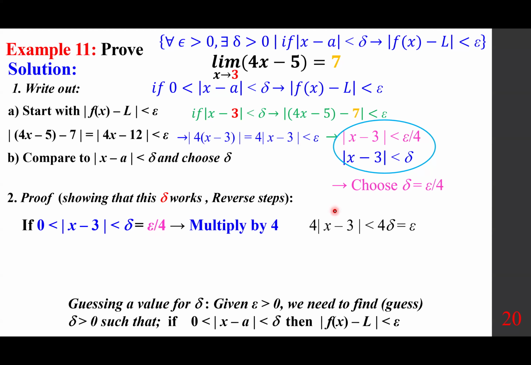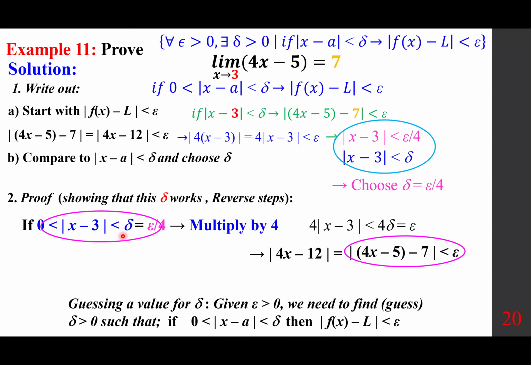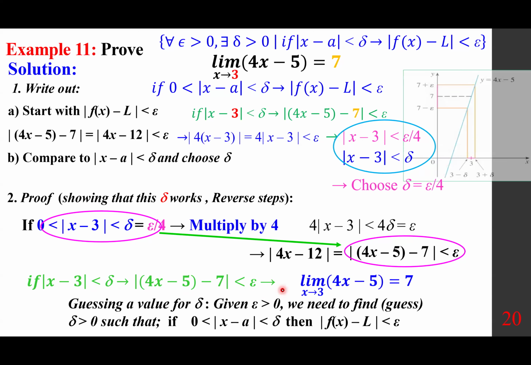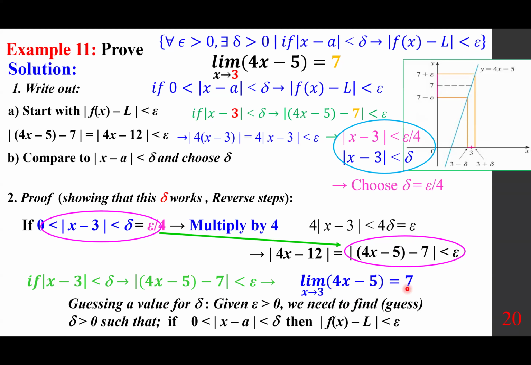I can take the 4 inside. I get 4x minus 12. And since I want to go back to this format, I'm going to rewrite this as 4x minus 5 minus 7. 4x minus 5 minus 7 looks exactly like that. So that means this resulted in that. So write those next to each other. And that means if the absolute value of x minus 3 is less than delta, that means the absolute value of 4x minus 5 minus 7 is less than epsilon. And therefore, the limit of 4x minus 5 as x approaches 3 equals 7.